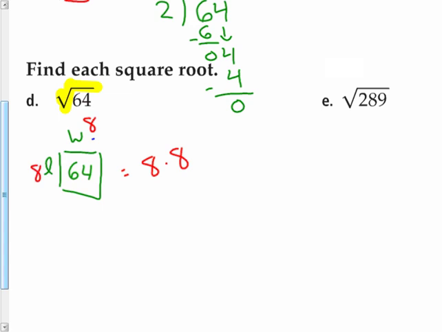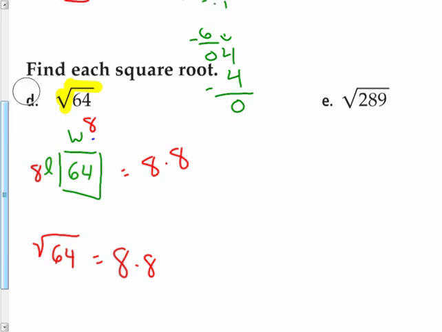Because if I want a square that has an area of 64, and the length and width have to be the same for it to be a square, then those dimensions have to be 8 and 8. So the square root of 64 is 8.